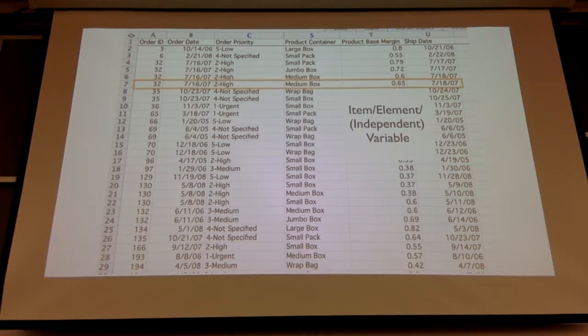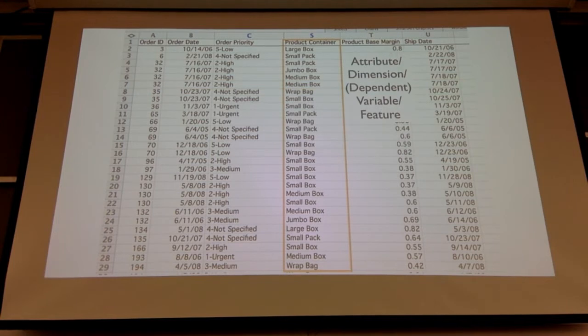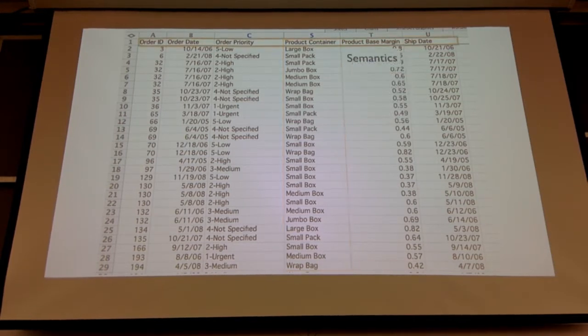Okay, so now let's do this in review. Here we have a table with orders: an order date, order priority, product container, a base margin, and a ship date. The items are independent variables in the rows. Then we have the attributes, dimensions or dependent variables or features in the columns. Then we have the semantics in the header of the column, which essentially tells us what is shown in the data.